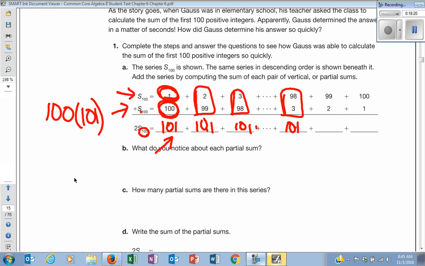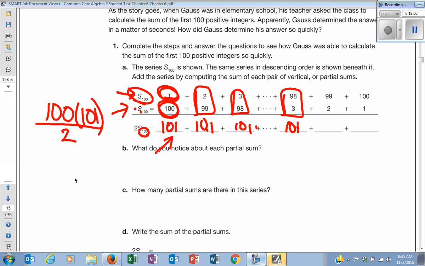But there's one problem. How many of these series does he have? 2. How many does he only want to compute? 1. So how can you solve that problem? Divide this answer by 2. Cut it in half. And then you'd have the summation of one of the series. Does everybody understand what I just said? This was Gauss, and this was his thought process.